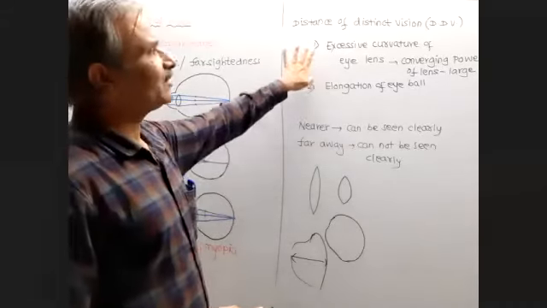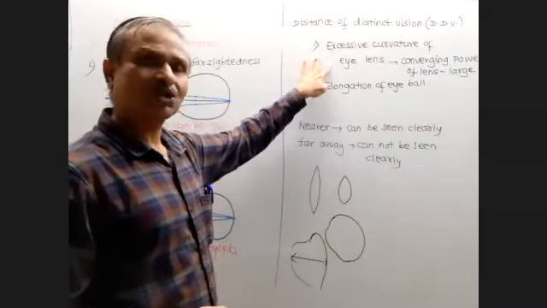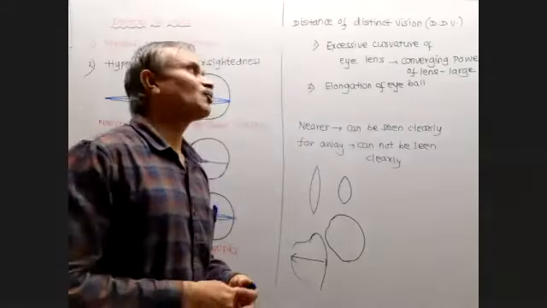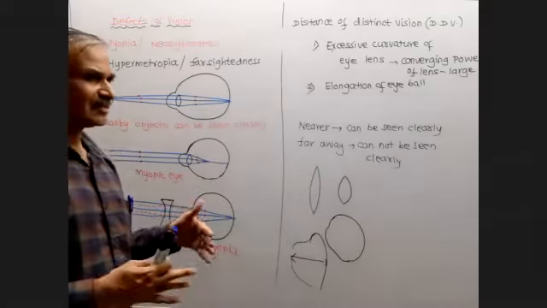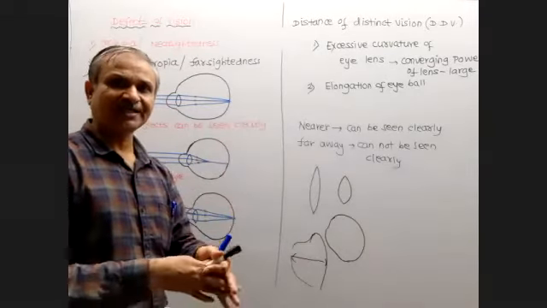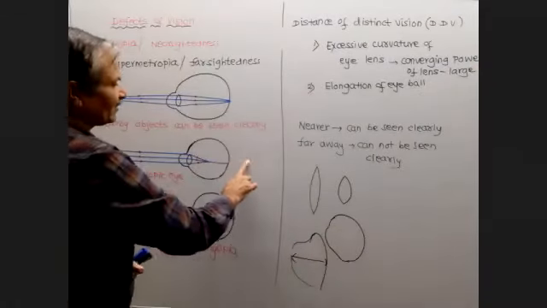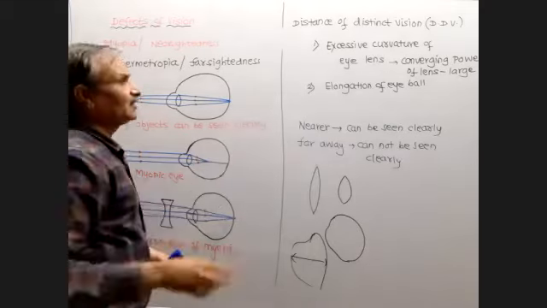Here there is excessive curvature of the lens. There is a reduction of the curvature of the lens. Since the curvature is reduced, the converging power becomes small. Since these rays are not able to converge immediately, they will go far away and converge. Since they go far away and converge, they will converge somewhere behind.